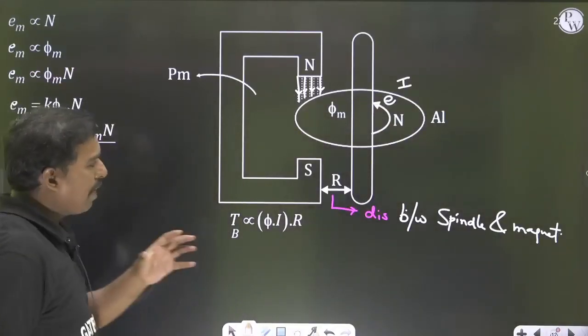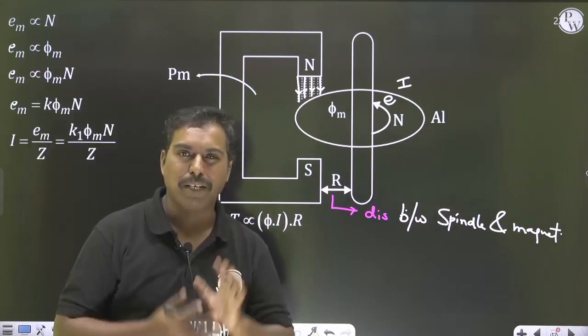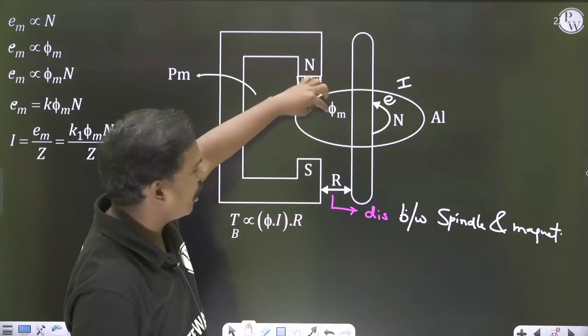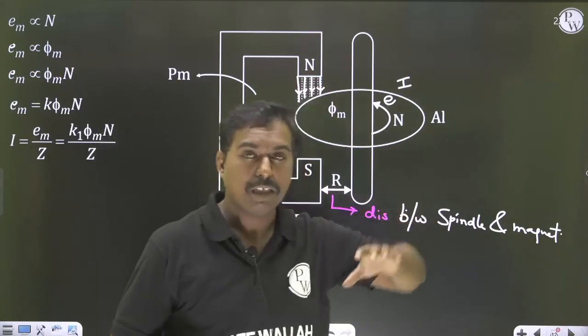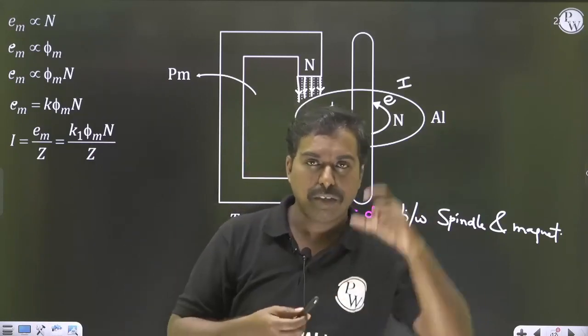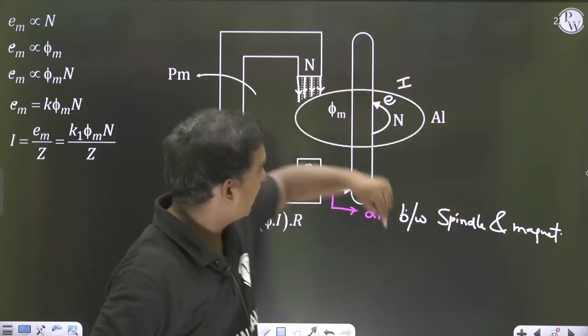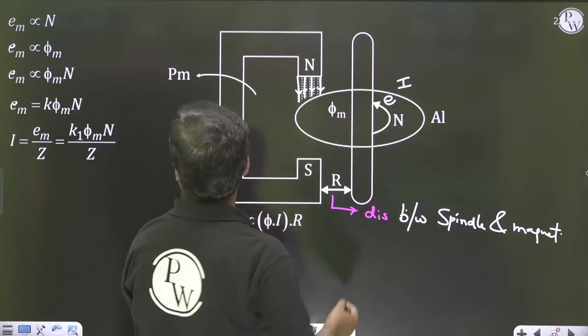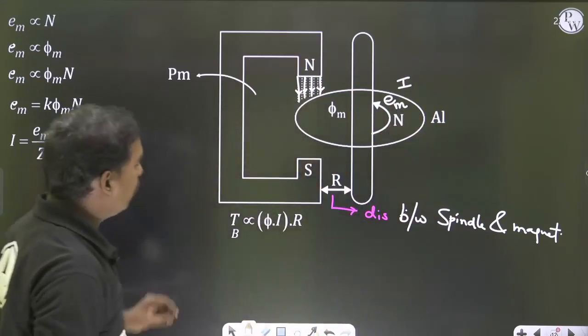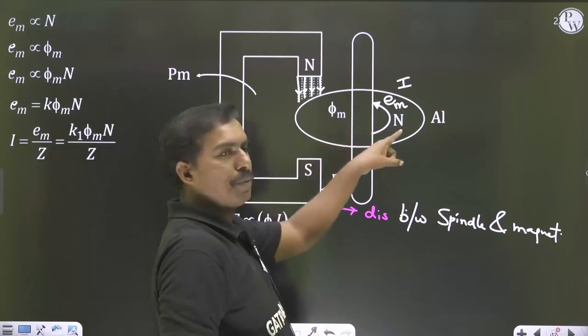See here, I want to relate some braking torque expression. Whatever the EMF that is induced in this particular aluminum disc, try to understand. Once again, I'm telling, this aluminum disc is rotating under this braking magnet. Whenever the braking magnet flux is cutting, it creates a certain EMF here. This EMF is purely proportional to the speed of rotation.